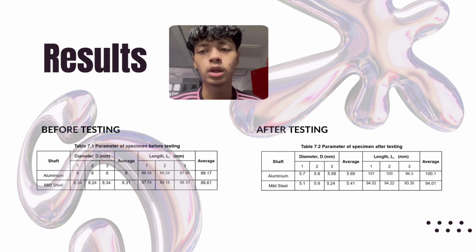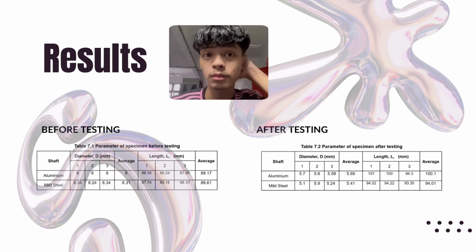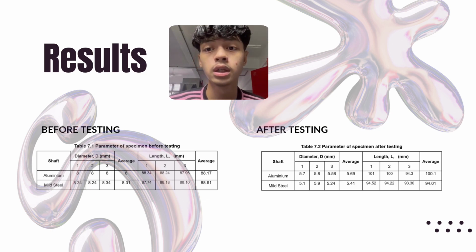However, after the testing, we can see significant changes in both materials. The average diameter of aluminium decreased from 8 mm to 5.69 mm, while mild steel decreased from 8.31 mm to 5.41 mm. For the length, aluminium increased from 88.17 mm to 100.1 mm, and mild steel increased from 88.61 mm to 64.01 mm. For the conclusion, this result indicates that both specimens experienced diameter reduction and length elongation after testing.